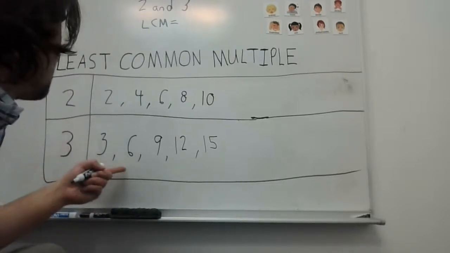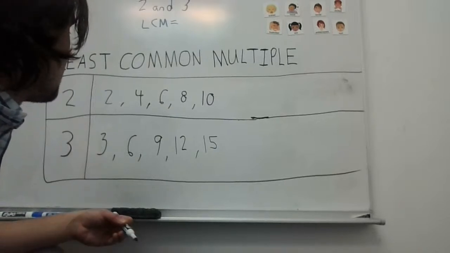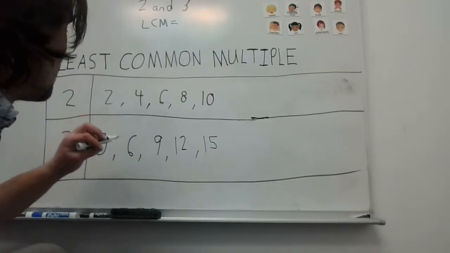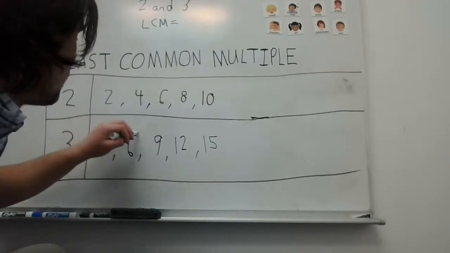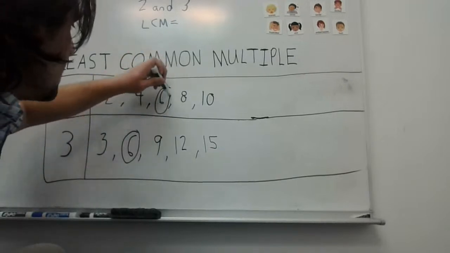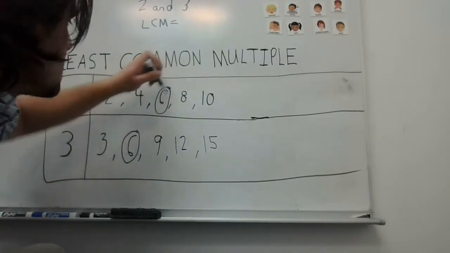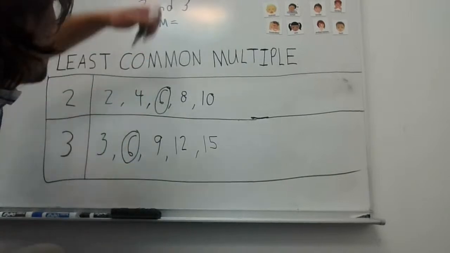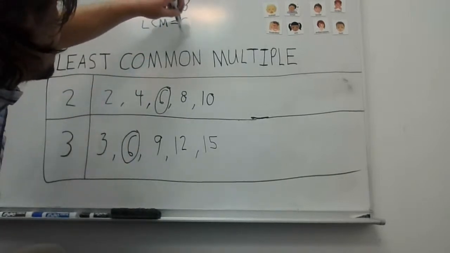Okay, so I don't have to keep going because after just doing 5 multiples for each number, I see they do have a multiple in common. They have one multiple in common already, and it is the number 6. So our least common multiple for numbers 2 and 3 is 6.